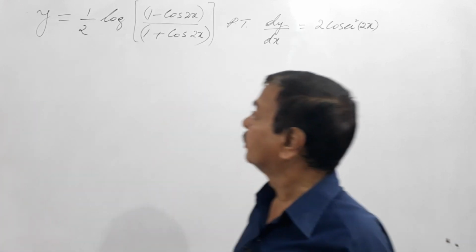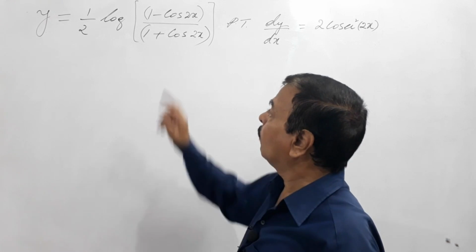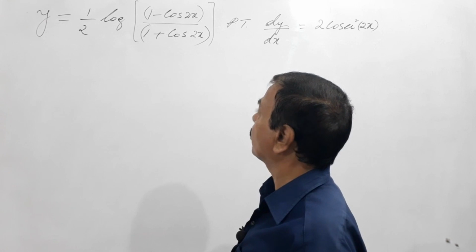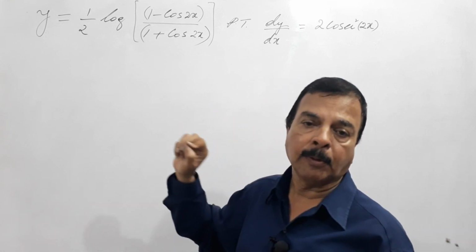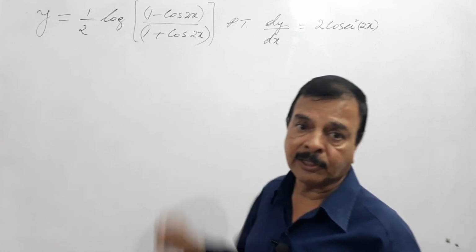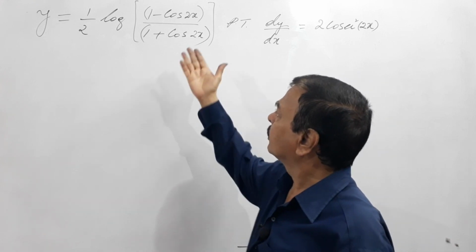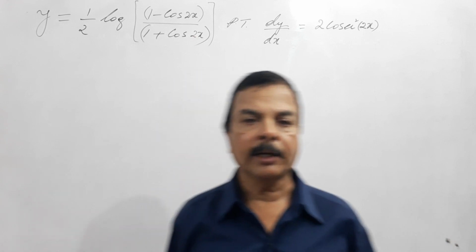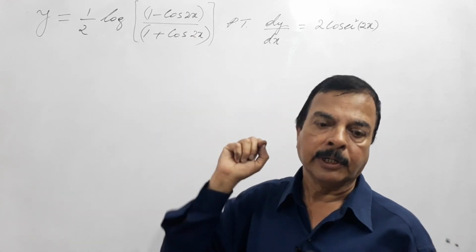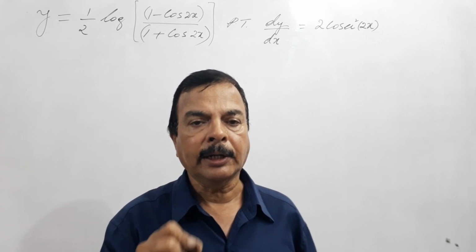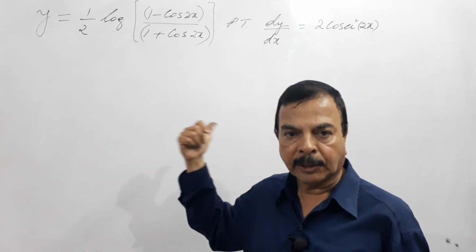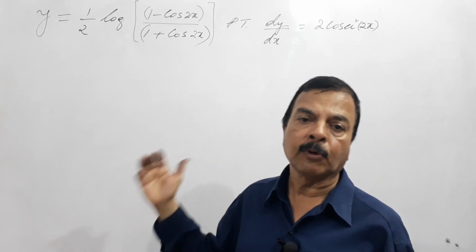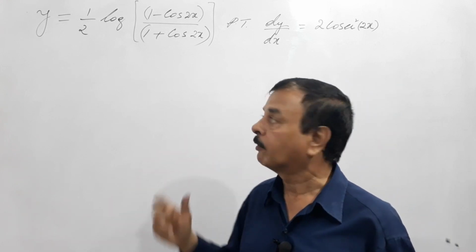So dear students, we are given y equals half log of 1 minus cos 2x divided by 1 plus cos 2x. So we are going to take some problems on trigonometric functions also. I have not taught you trigonometry yet, but for this problem I am going to use some trigonometric trick to show that this can be solved using trigonometric functions. In a later class I will be handling more problems on trigonometric functions also.